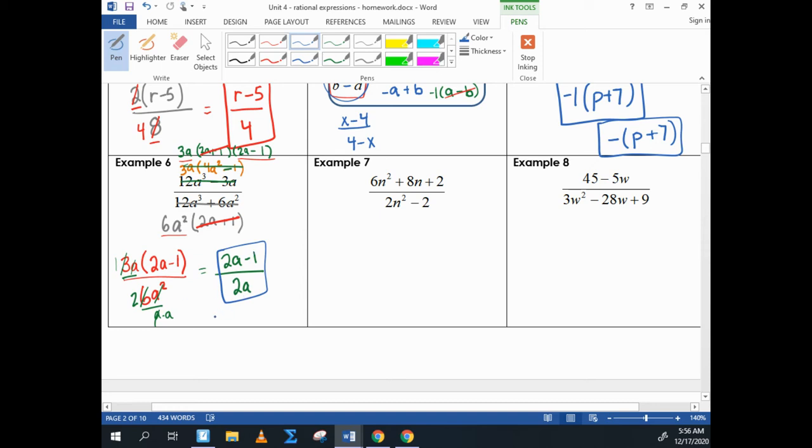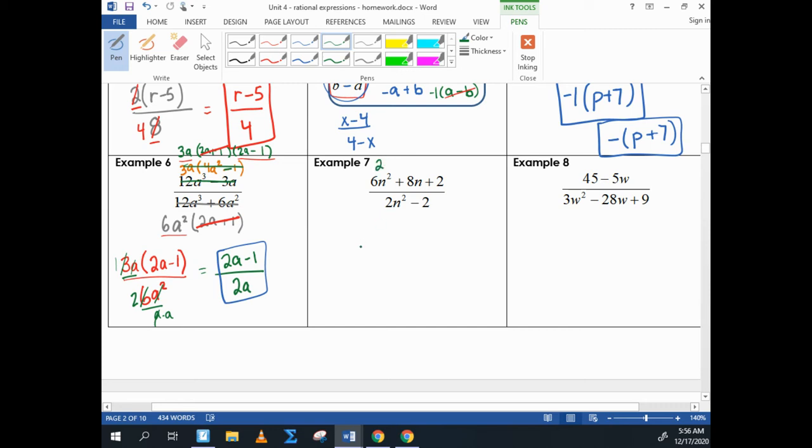That's your answer. All right, let's look at our next example right here. I always start with the easiest ones. I would probably start with the bottom, but let's look at this top first. I noticed right off the bat, these are all even numbers. That means I can simplify.